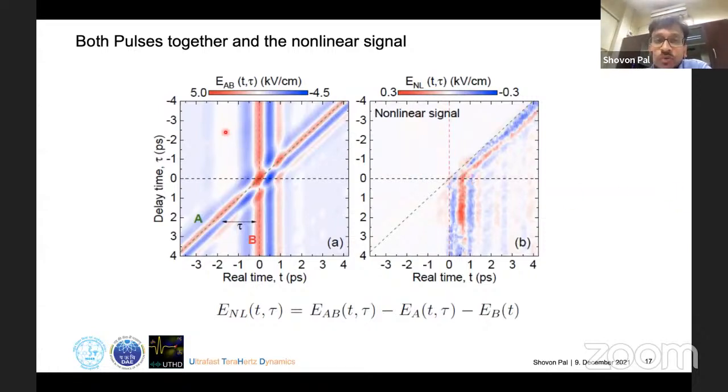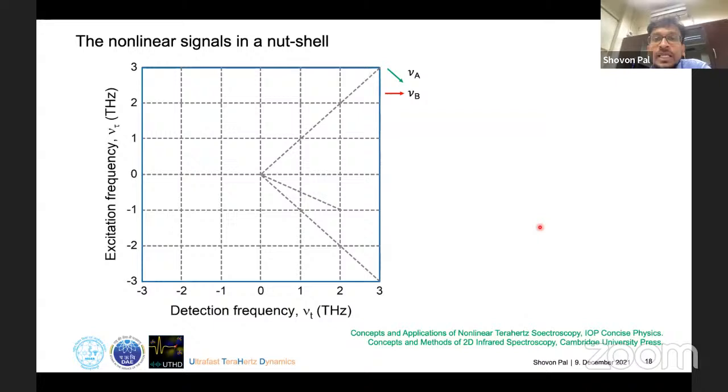To understand that, one can associate frequency vectors with these two pulses, pulse B and pulse A, the combination of which gives you the different types of nonlinear signals. To be very fast, one can understand this as observing the signals at different points in the frequency space. A combination of two components from pulse A and one component from pulse B would land you at a point in the frequency space, which is here.